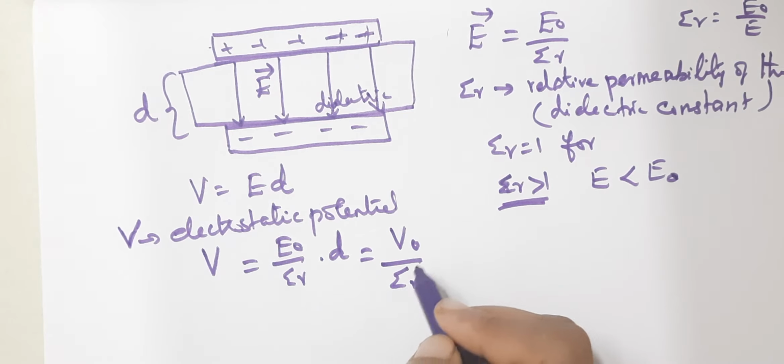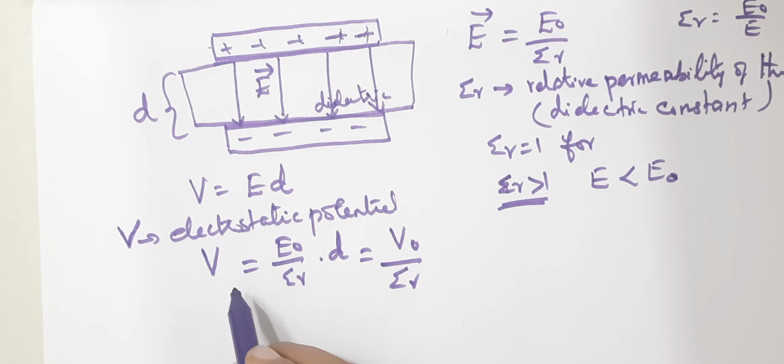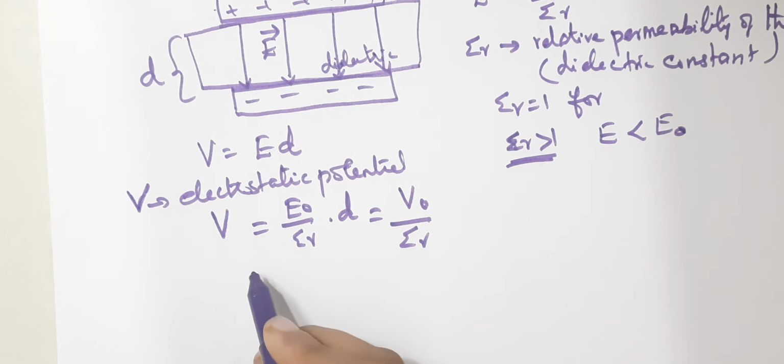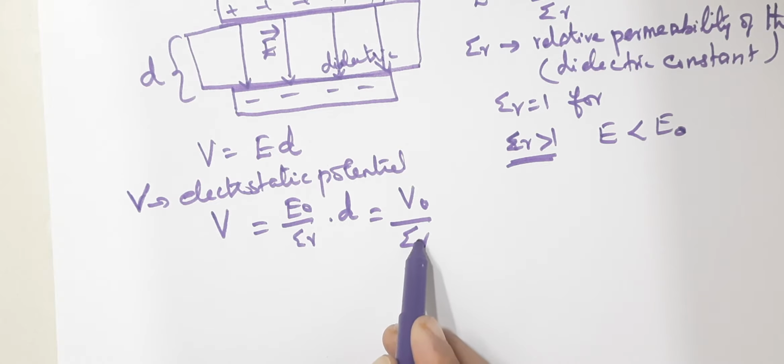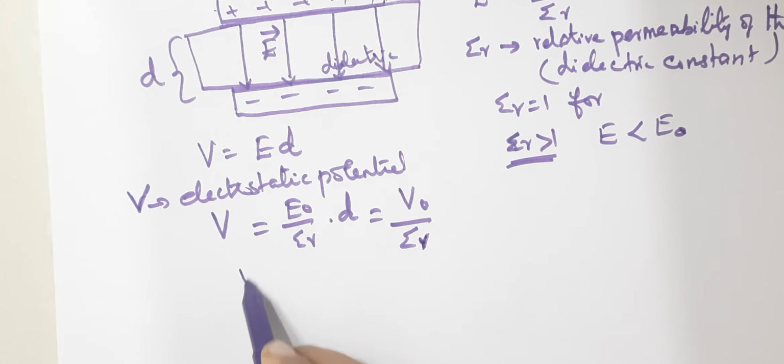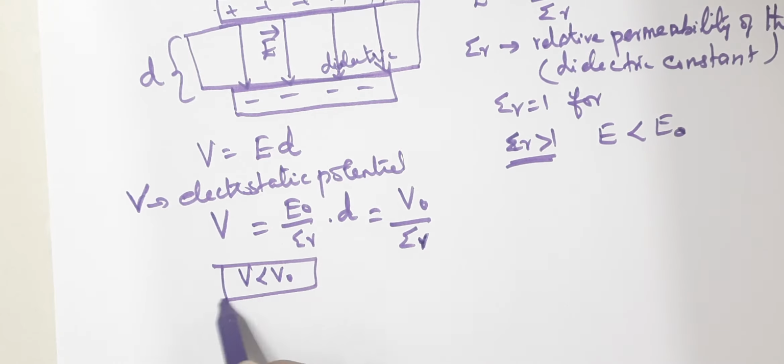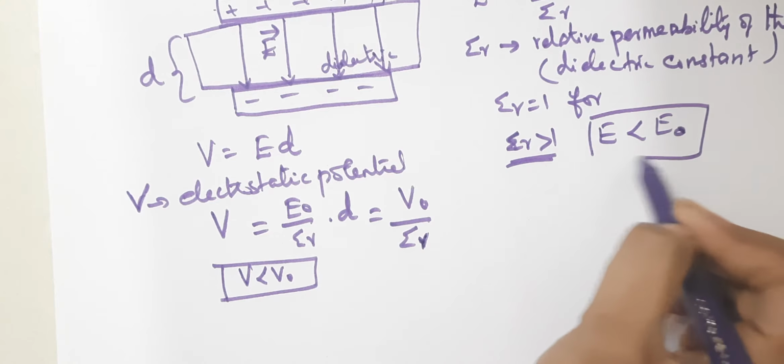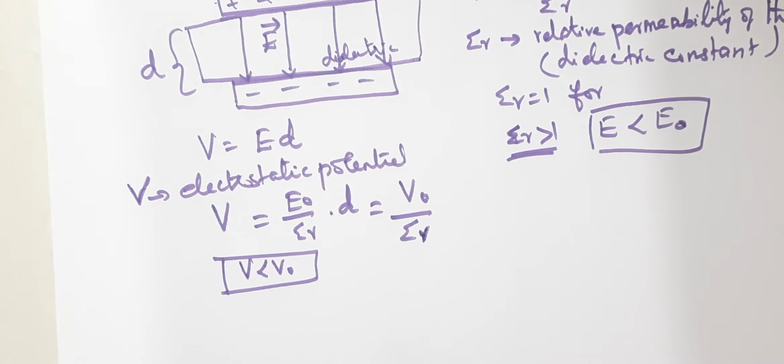Are you able to understand? So this is the electrostatic potential. Here we can understand V is less than V0, since epsilon r is greater than 1. So potential decreases, and electric field decreases. Two points we have noted.